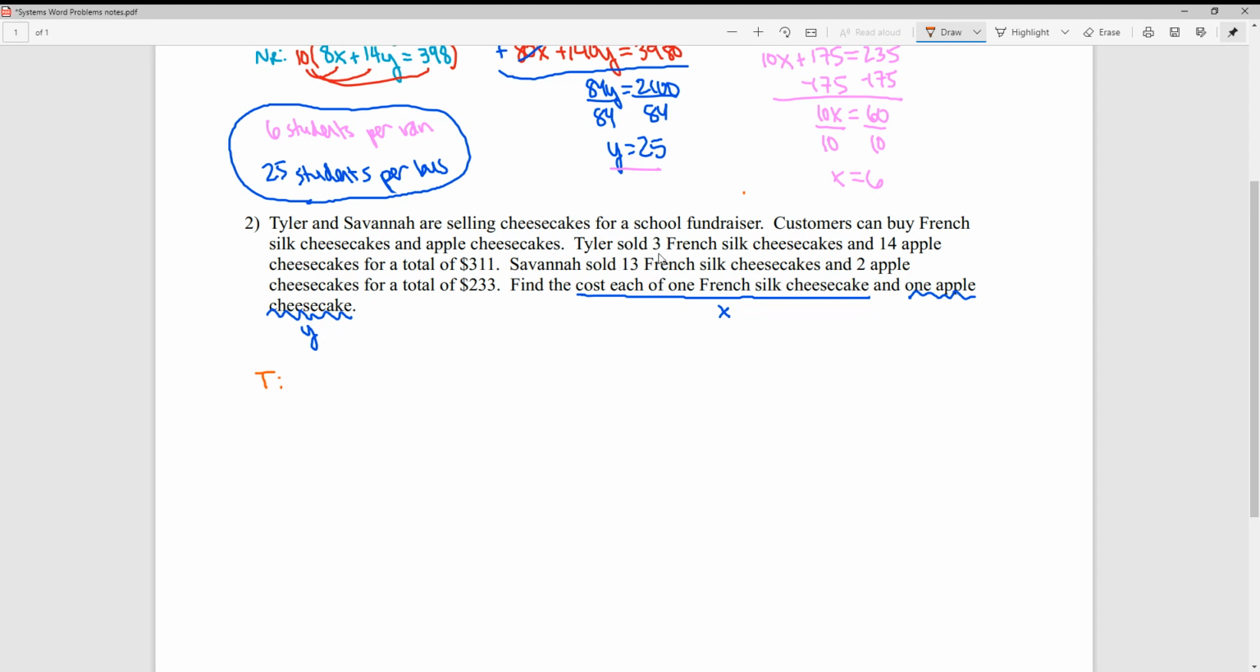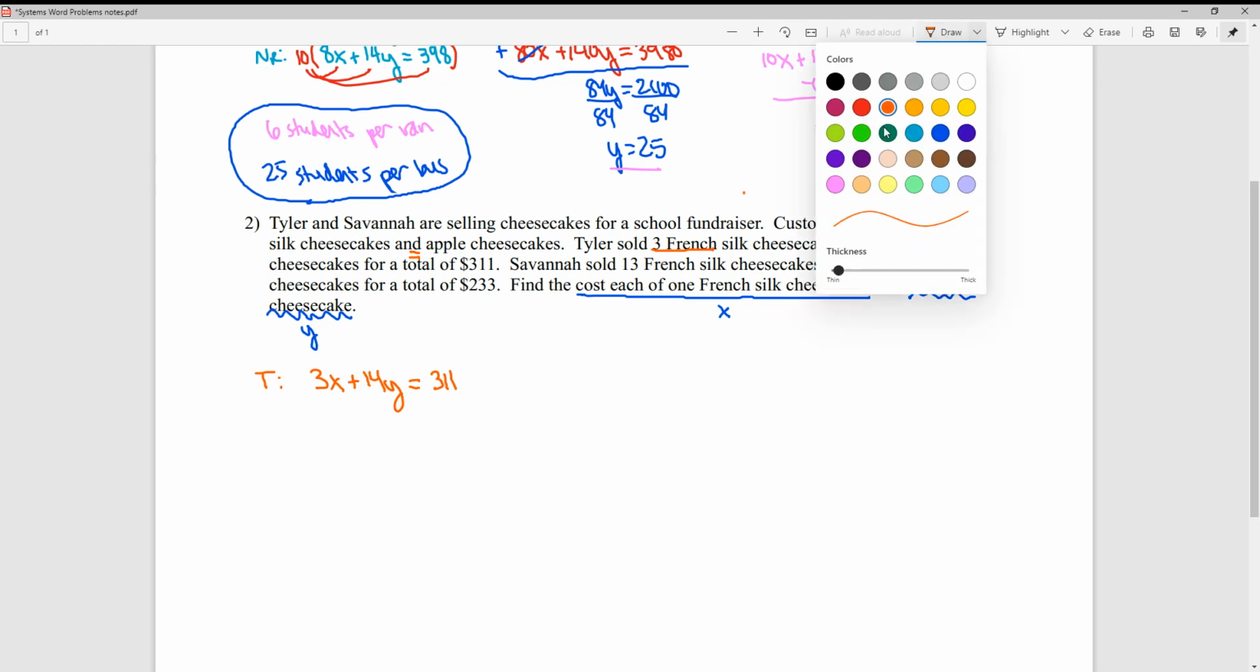Tyler sold 3 French silk cheesecakes. So 3 times the cost of a French silk cheesecake, which is x, plus 14 apple cheesecakes. The cost of an apple cheesecake is y. For a total is a clue that we're coming up on an equal sign, 311. So Tyler's equation looks like 3x plus 14y equals 311.